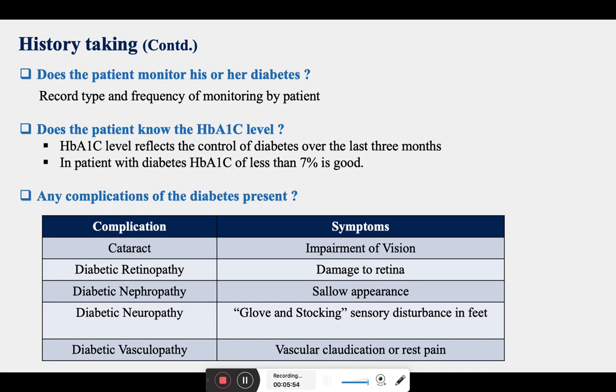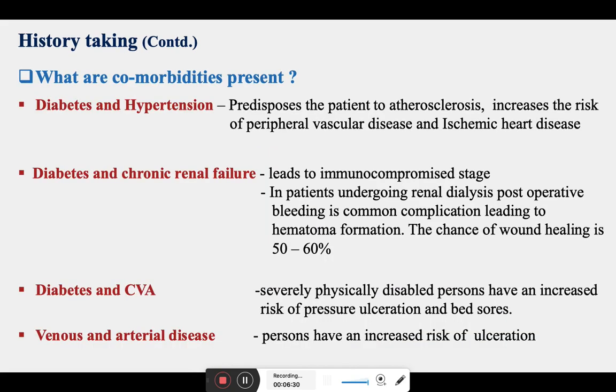Then, any complications of diabetes present. For example, cataract may be there, or the patient may say there is impairment of vision. Same is in diabetic retinopathy. Nephropathy, we should suspect diabetic nephropathy when we see generalized swelling on the body. Then diabetic neuropathy, the patient may complain of glove and stocking sensory disturbance in the feet. Then diabetic vasculopathy can be there, which we come to know from claudication or rest pain. We will come to all these things gradually.